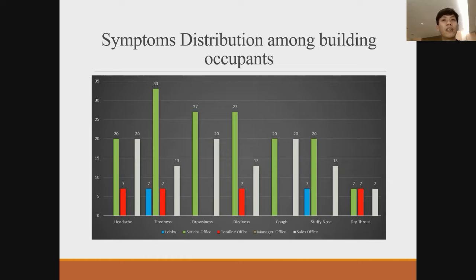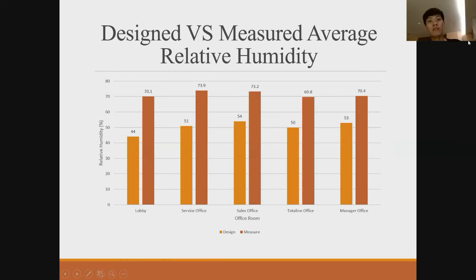And for the sales office, they also have 20% for headaches, drowsiness, and cold. So these two offices will be the problematic offices, and my study will be focused on these two offices.